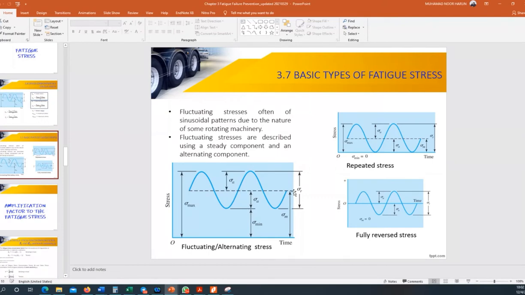Means the value, the middle, the mean, nilai yang tengah, the mean. Berapa nilai ni? This is the mean. So this is the common types of stresses.